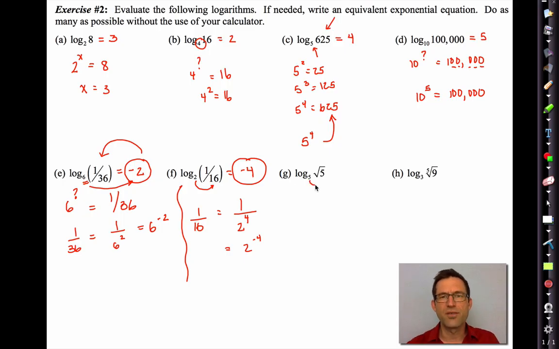How about the log base 5 of the square root of 5? Well, the square root of 5 is simply 5 to the 1/2. So the log base 5 of the square root of 5 is just 1/2.